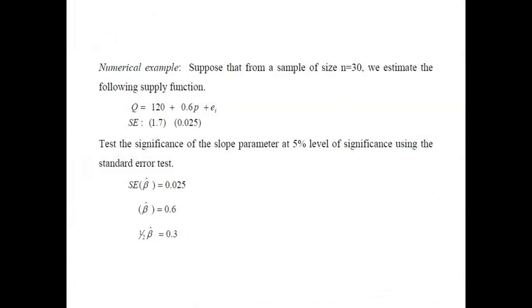Here an example is given. For example, if our sample size is 30 and the sample demand or quantity is given by quantity equals 120 plus 0.6 p plus error term, and our standard error is 1.7. So the question says, test the significance of the slope parameter at 5 percent level of significance. Our alpha value is 0.05. So test the significance of beta hat.